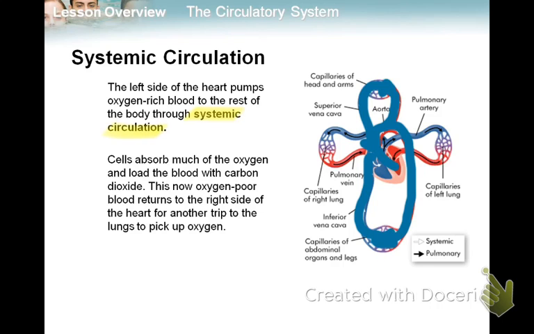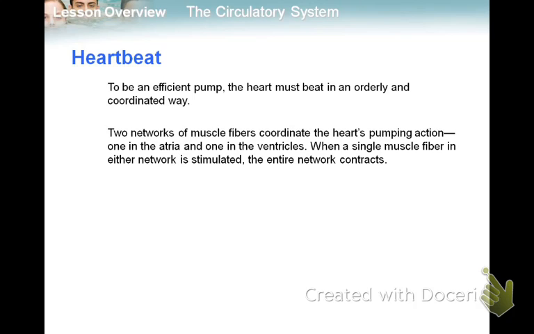In the reverse process of what happens in the lungs, oxygen flows from the blood at a high concentration into the cells at a low concentration, and then carbon dioxide diffuses out of the cells and into the blood. Oxygen-poor blood returns to the right side of the heart and goes back to the lungs to get more oxygen.